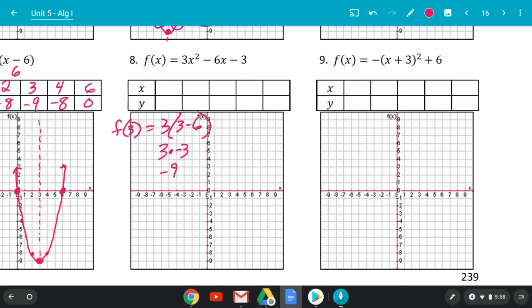Okay. Number 9. This one is in vertex form. So I can see my vertex right away. My vertex, remember, is (h, k). So in this case, it will be -3, 6. Why is it a -3? Opposite of what I see. Okay, so -3, 6 is my vertex. I'm going to go ahead and plot that. -3, 6. There's my vertex.